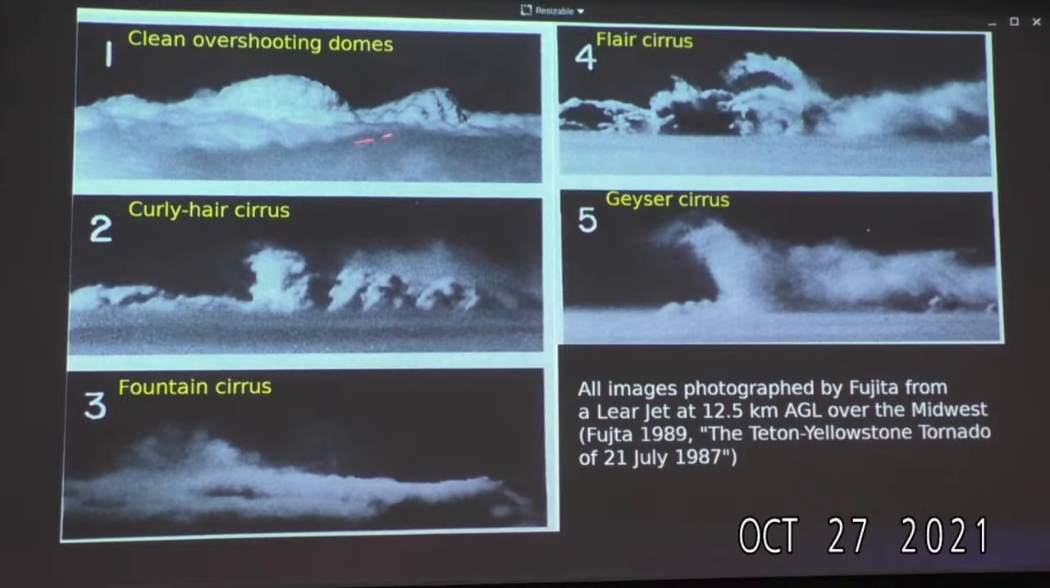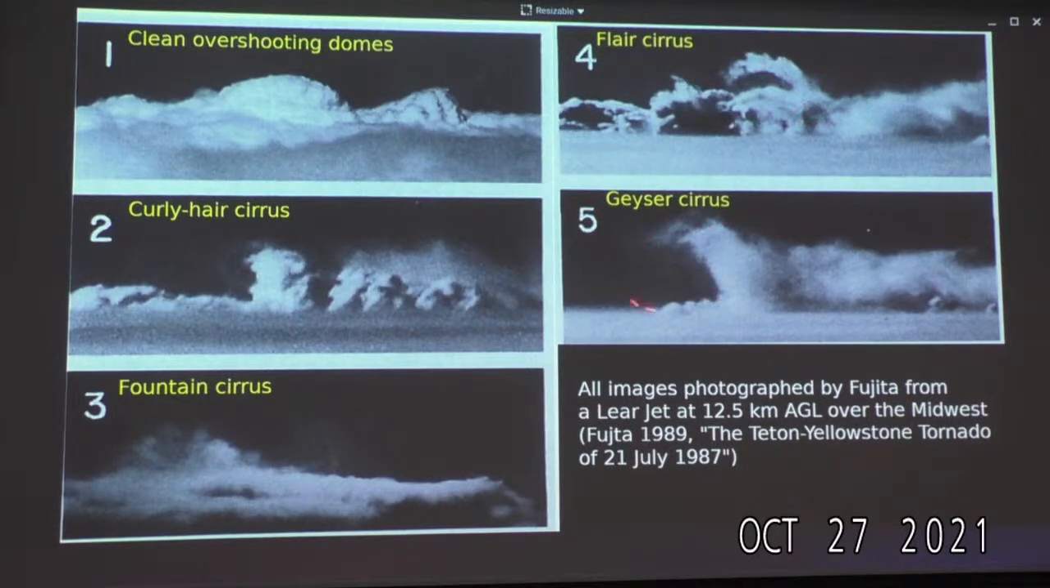So he gave these names: clean overshooting domes. I would assume here that this is an overshooting top, and this is a second overshooting top from an adjacent storm. I don't think this is evidence of a hydraulic jump. Curly hair cirrus, not really sure what's going on here. You've definitely got a dome and maybe something going on here. We call this fountain cirrus. He said this shot up like a fountain. Flare cirrus looks kind of like evidence of maybe a Kelvin-Helmholtz billow up here, not quite sure.